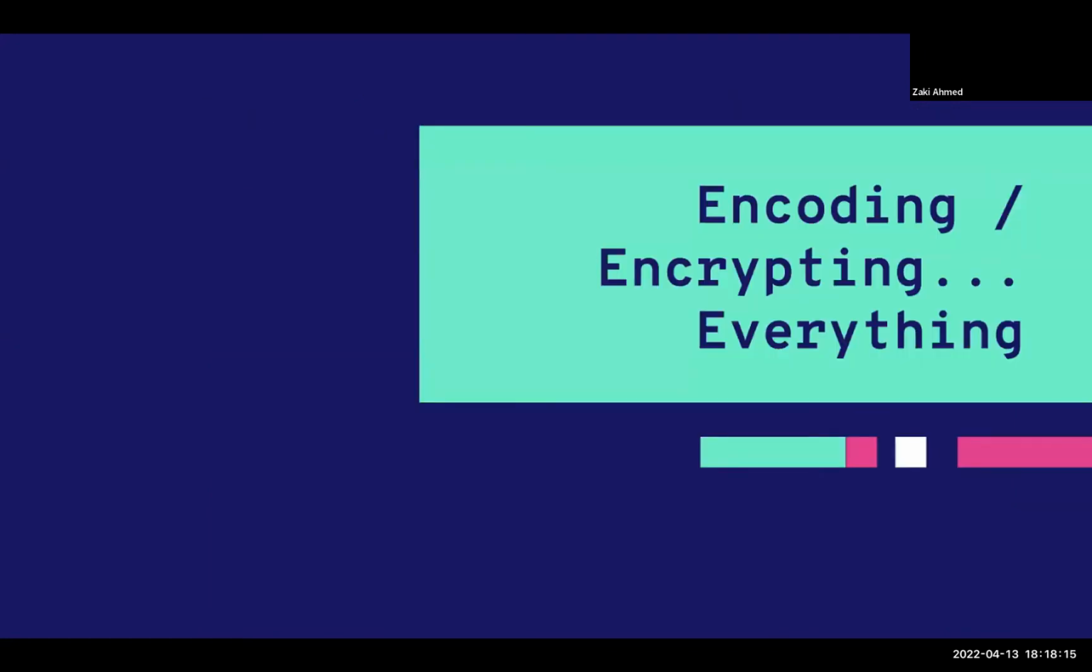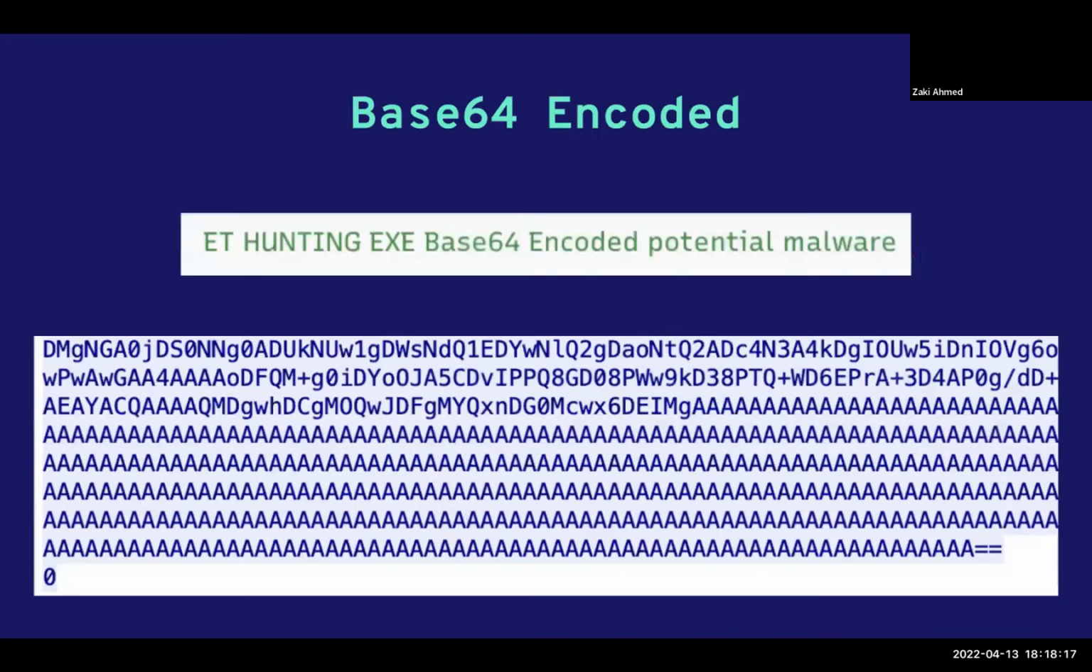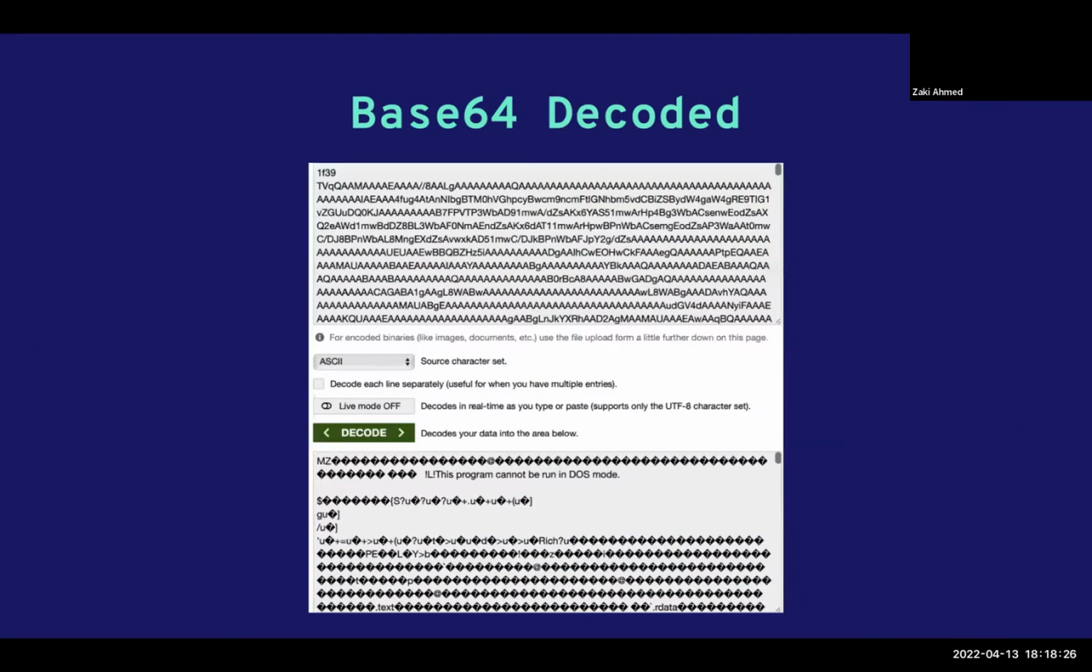And encoding and encrypting is really everything in the network traffic nowadays. So there's a bunch of stuff that's base64 encoded, just to try and slip it past different areas. And once it's decoded, like this one for example, you can see that there's a direct MZ file there.